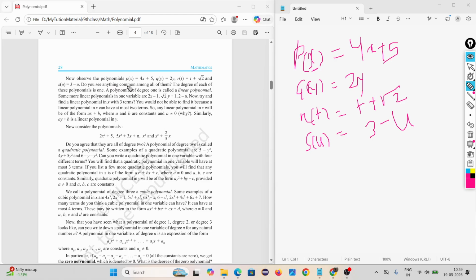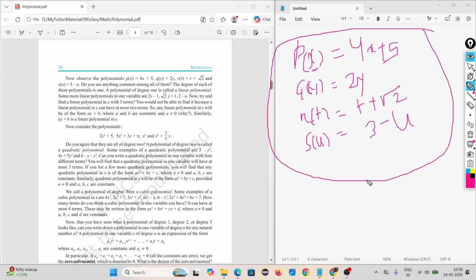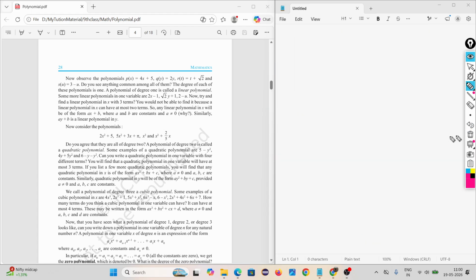Do you see anything common among all of them? In all of these, the degree is how much? 1. So a polynomial of degree 1 is called a linear polynomial. We already completed this. Okay? Linear polynomial.